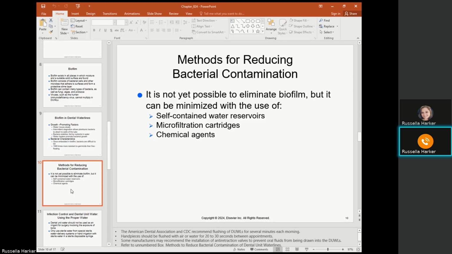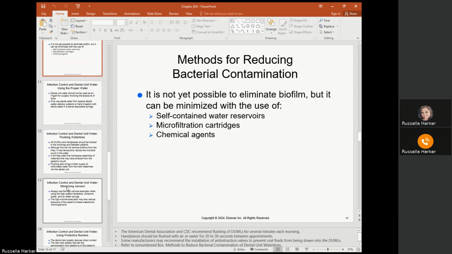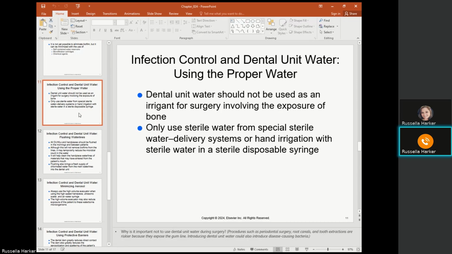And then we also have things like the weekly line cleaners that we can use so that it will kill the bacteria that is in the lines, or reduce. It's not going to completely kill. It's not going to get rid of the bacteria that's in the lines or the biofilm that's in the lines, but it is going to reduce the amount that is in there.